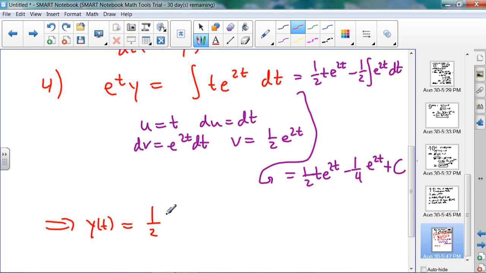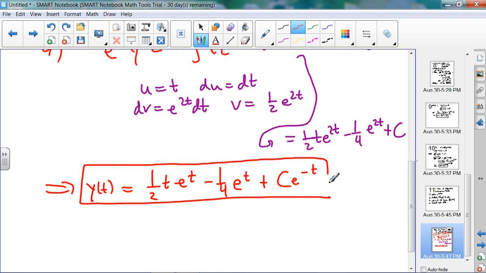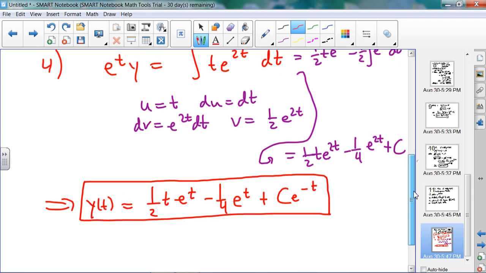So everything here that had an e to the t, we're dividing by e to the t, and everything with e to the 2t, we're dividing by e to the t. And that leaves us with this. Remember, e to the minus t is 1 over e to the t. So this is just a quicker way of writing that. And that's our solution for this problem using our multiplier approach.